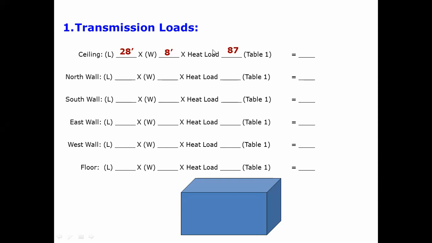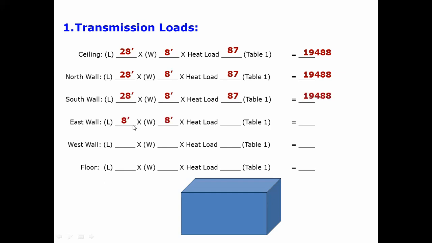Okay. So it is 19488 BTU per 24 hour. The same way, what will be the length and width of the north one? Will be 28 with 8. Heat load, how much it will be? Same. It will be same, right? Because the material is also same, the thickness is also same. Correct. So it will be 87. South wall also 87. Same.